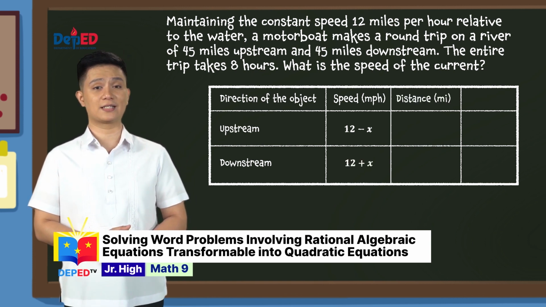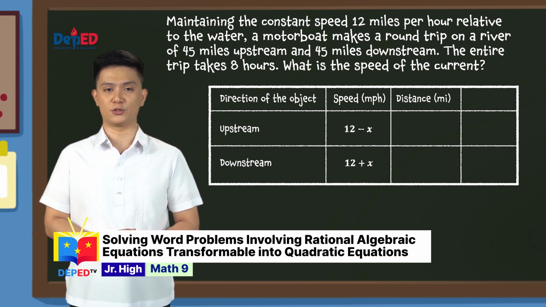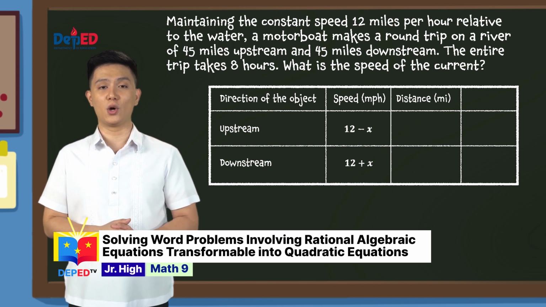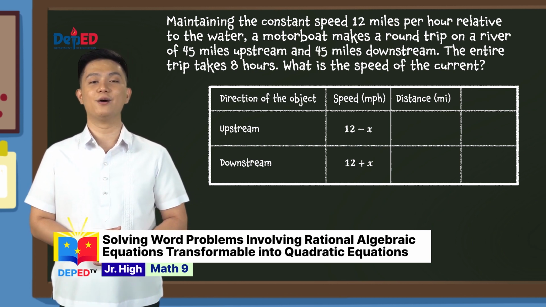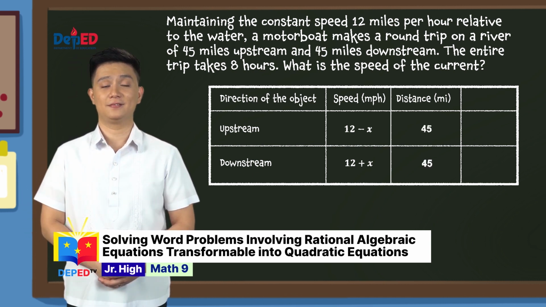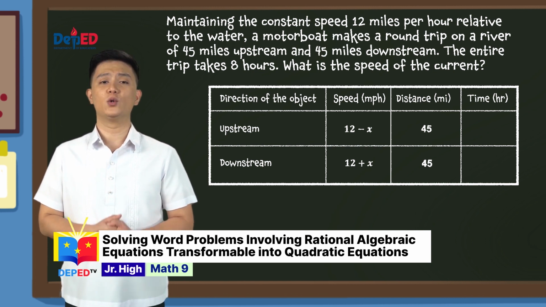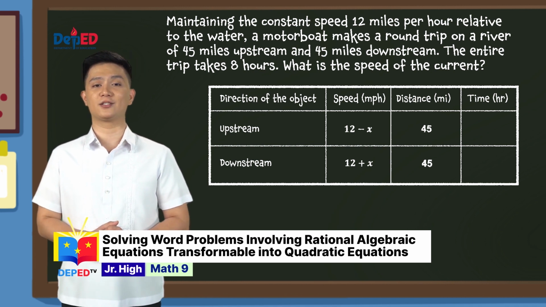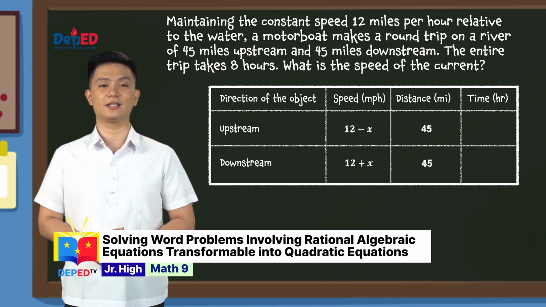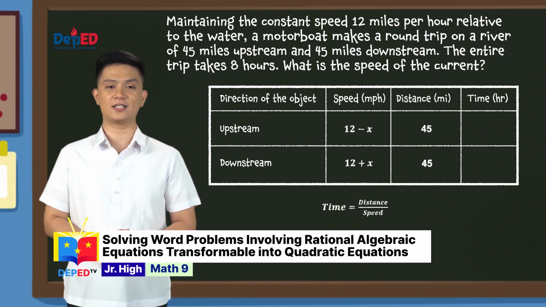Next, we record the distance it covers in each direction. In the problem, the motorboat makes a round trip. This means it goes upstream as far as it goes downstream. This distance is 45 miles. Since we are only given the total time the entire trip takes, we must express in terms of the recorded speed and distance the time it takes the motorboat to travel in each direction. We should be guided by this formula in computing for the time given speed and distance.